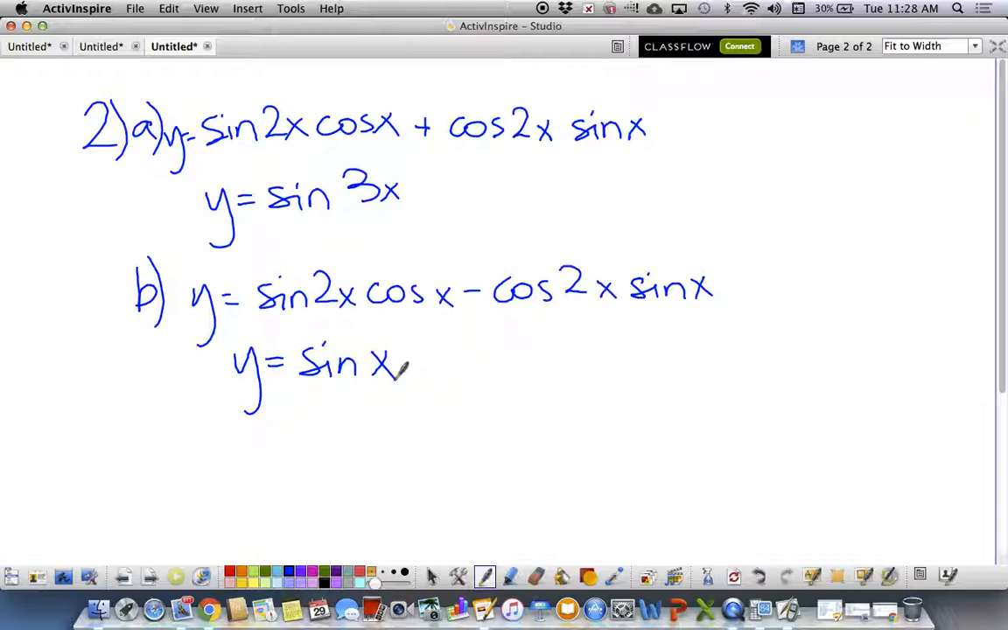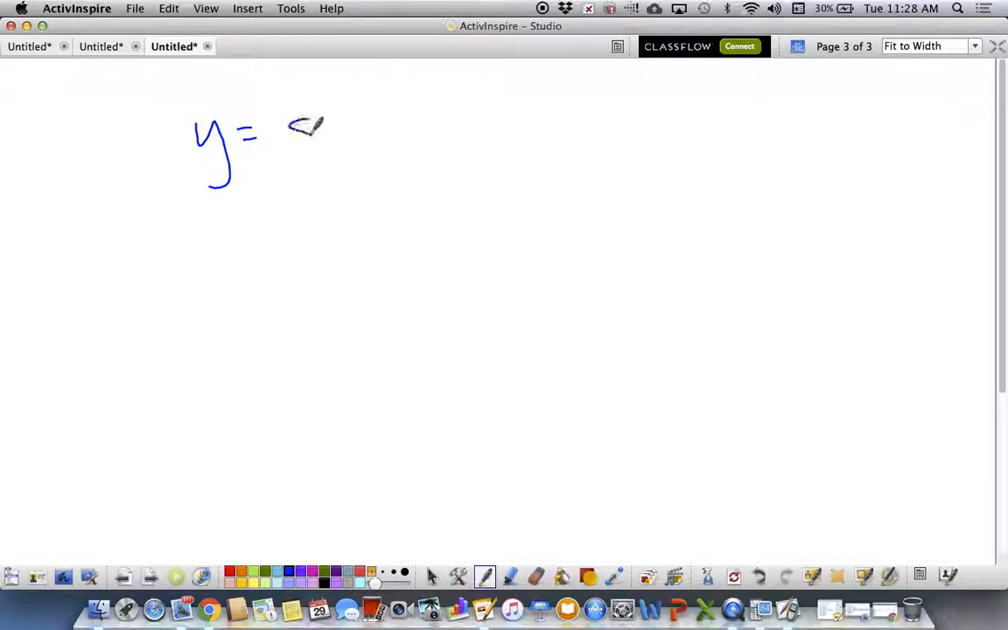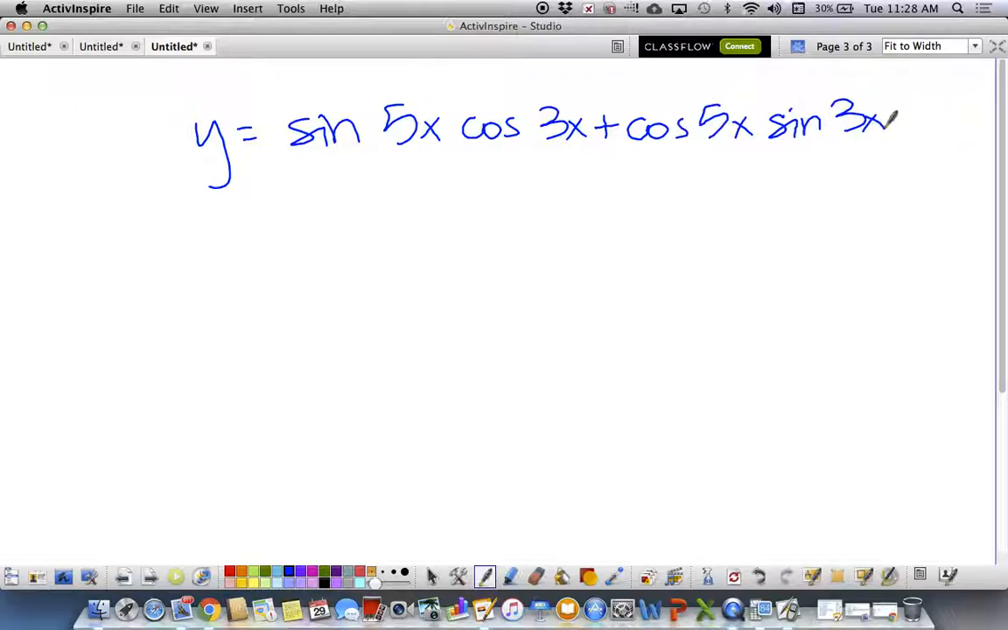If I were to give you an equation like this, y equals sine 5x cosine 3x plus cosine 5x sine 3x, what's going to be your answer without plugging it in your calculator? Do you have an idea? Would it be sine 6? Is it going to be sine 6? Is that what happened on all these? I like to look at the 3 and the 2. Oh, you add them. Wait. No.